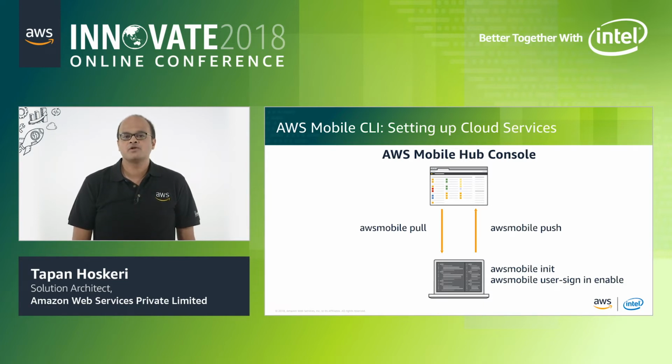And when you're working on your local systems and interacting with the Mobile Hub project on the cloud, you can use the aws mobile pull command to get the latest content from the cloud to your local workstation. And likewise, once you've made your changes, you can use aws mobile push to push your changes back into the AWS Mobile Hub project on the cloud.